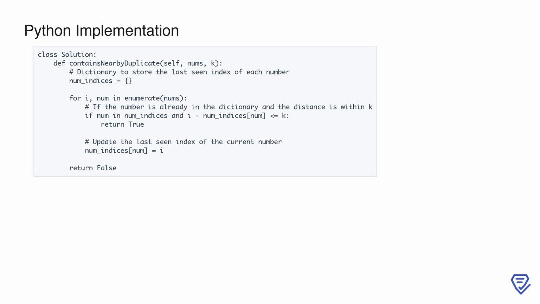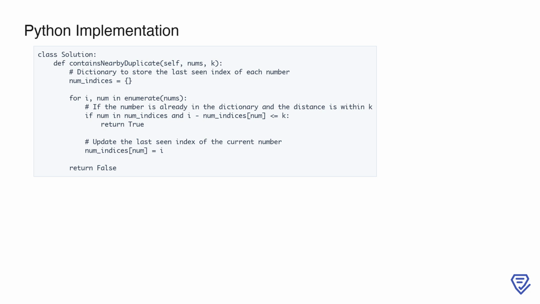The function containsNearbyDuplicate begins by initializing an empty dictionary, number_indices, to store the most recent index of each number as it is encountered during iteration. The iteration over the array nums is performed using a for loop with enumerate, which provides both the index, i, and the value, number, of each element.